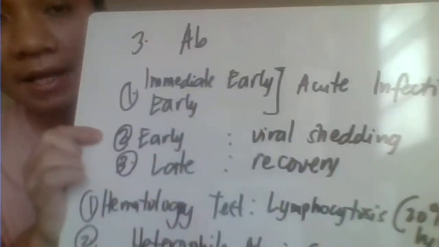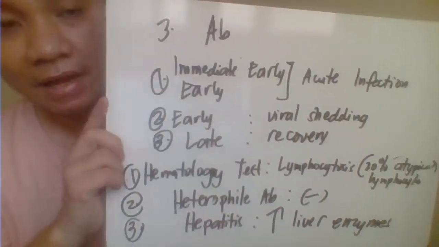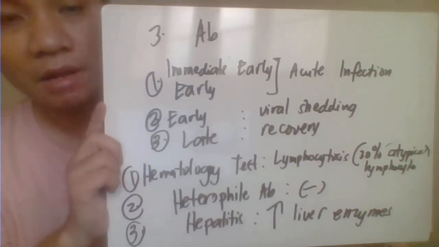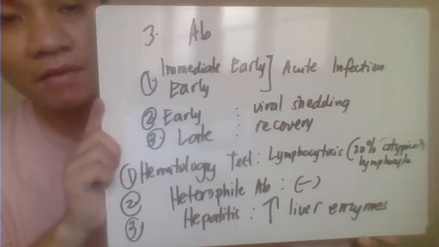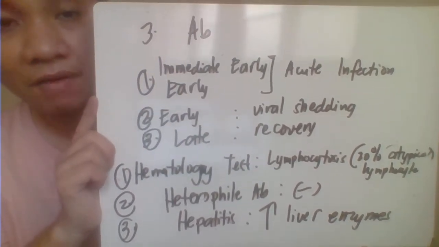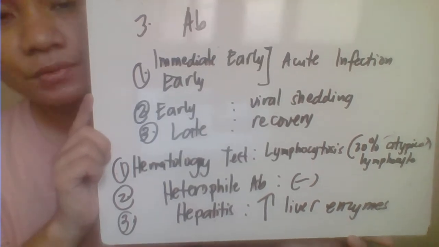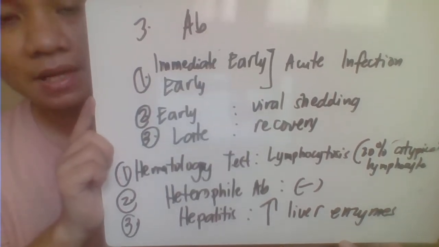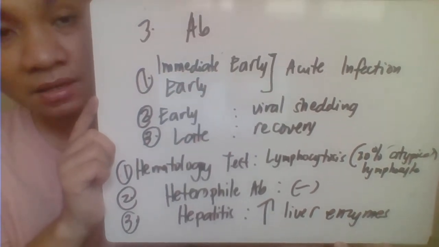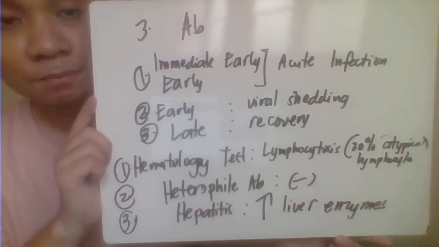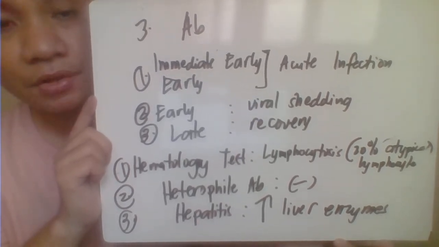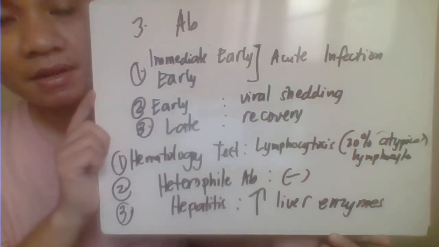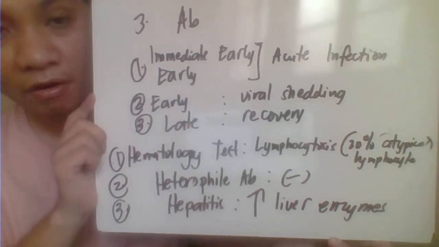Okay, for the antibodies, antibody produced related to your immediate early and early antigen signifies an acute infection or the early infection. And antibody produced only for your early antigen signifies viral shedding or the active infection. And antibodies to your late antigen signify convalescence or the recovery.